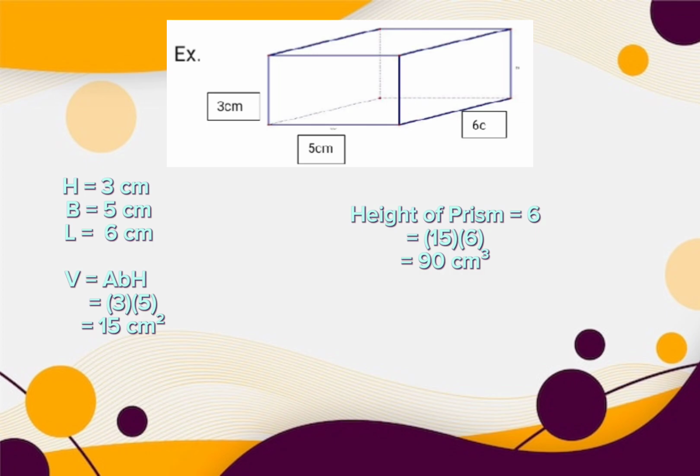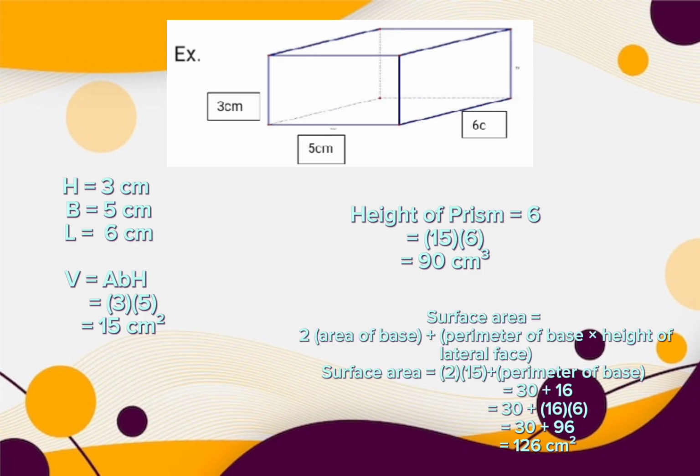Then lastly, the surface area. The formula is 2 times the area of the base plus the perimeter of the base times the height of the lateral face. So 2 is already given. Then the area of the base is 15, so you multiply 2 times 15, which is 30. After that, you add the perimeter of the base, which is 16. How do I get the perimeter of the base? You add 3 plus 3 plus 5 plus 5 to get the answer, 16 cm.